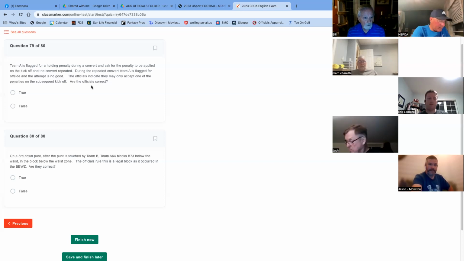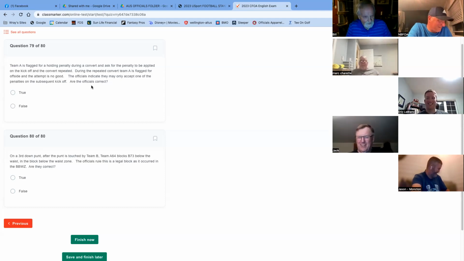Why false? 8-6-4. You don't lose a penalty just because you decided to delay taking it. If two or more fouls occur on any convert or repeated convert, the non-offending team shall choose to apply the penalty at the previous spot or the kickoff for each foul independently. But why is Team A allowed to have a choice? They don't. That's written very poorly. Team B has the choice. That's where I was trying to go with this. Team A shouldn't have had the choice there. It's poorly written. Team B has the choice here. I had typo and WTF.